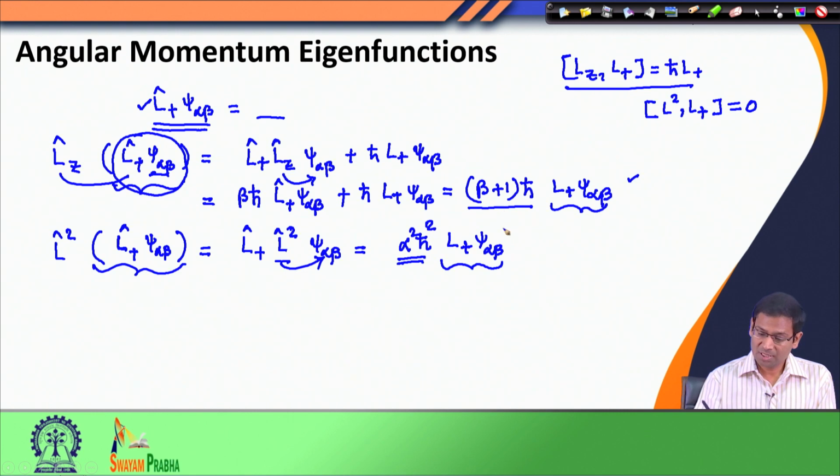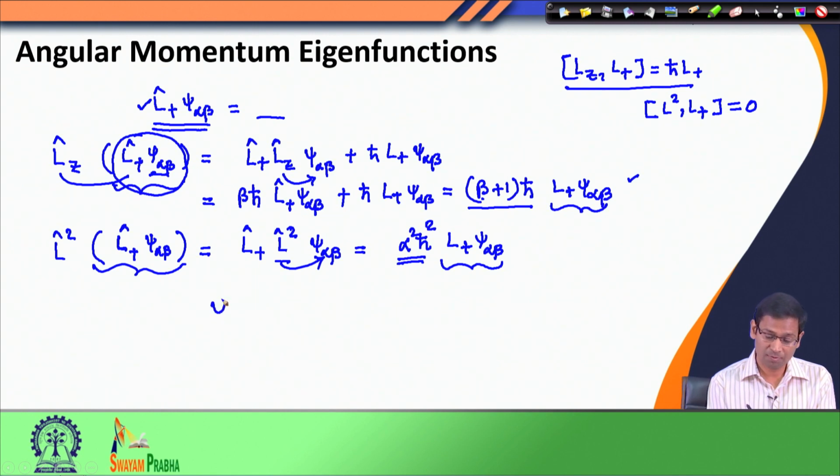One thing that you would notice is that for this particular function, L plus psi alpha beta, when I apply the Lz operator, what will be the eigenvalue? The eigenvalue is simply beta plus 1. So, the beta index increases by 1, whereas the alpha index remains as it is.